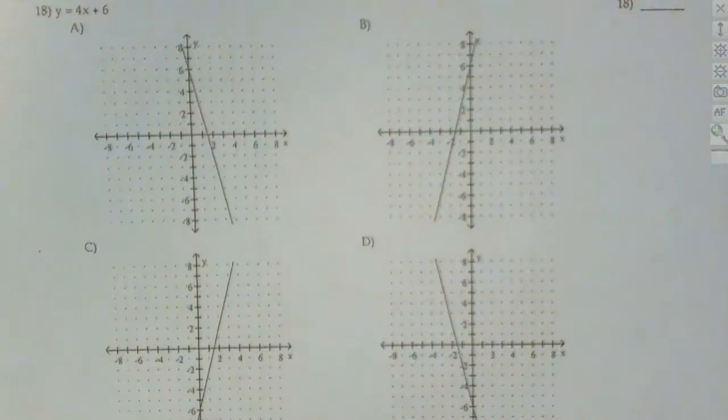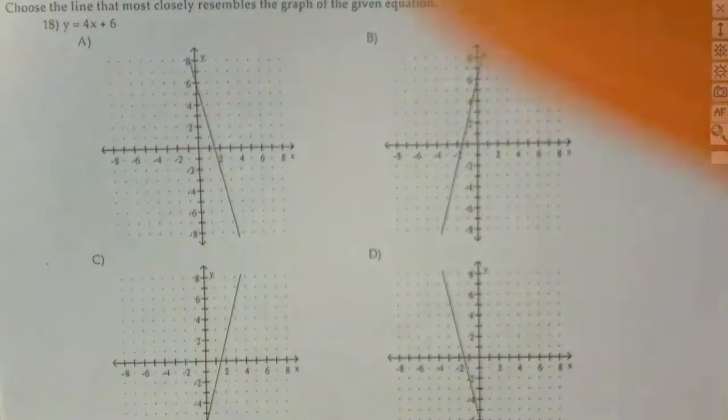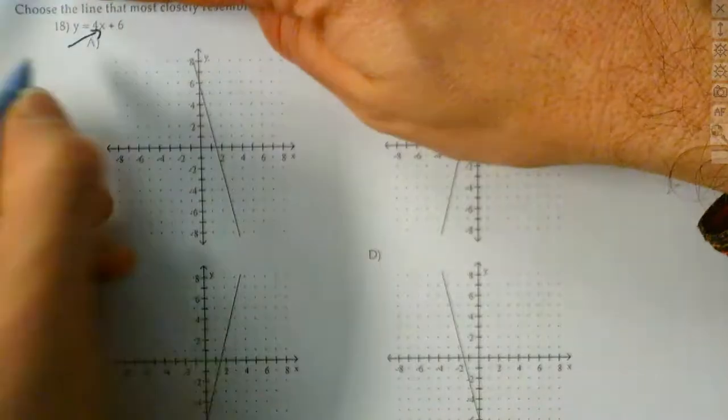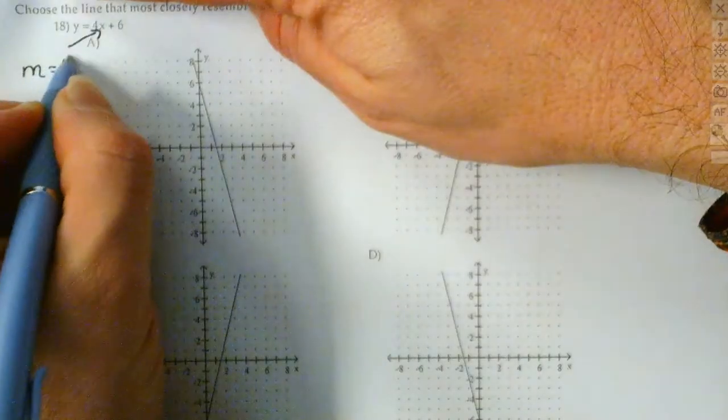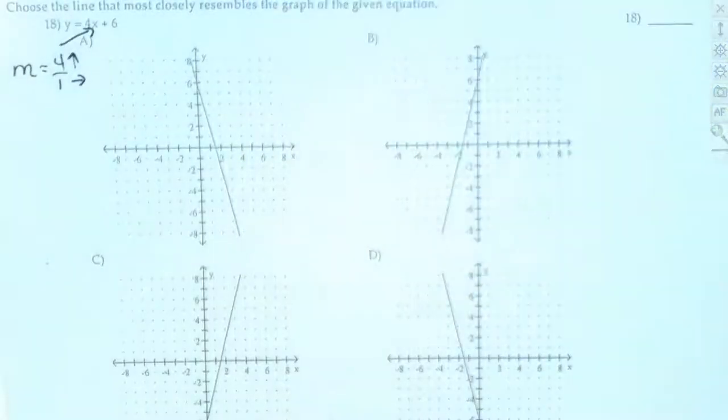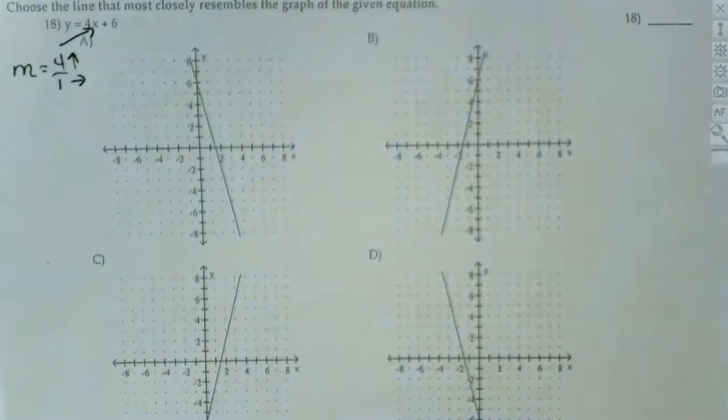And the first thing I look at is my equation. And when I look at this, that 4 is in front of the x, so that means my slope is 4 over 1. Now, that means when I look at the lines from left to right, what does it have to do? It's positive, so it has to go up. From left to right, it's a positive slope, so it's got to go up. So which ones can I eliminate? There's 2 of them that I can eliminate. Which 2 choices?